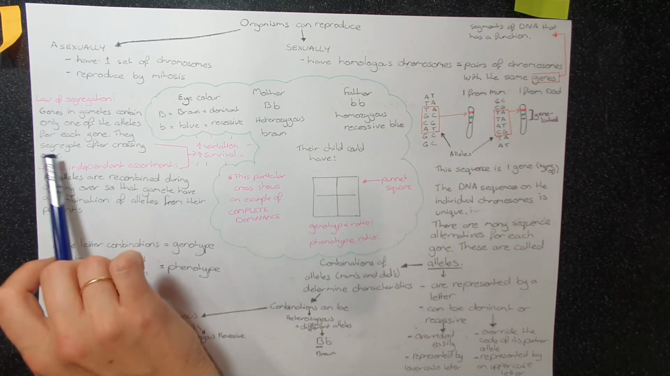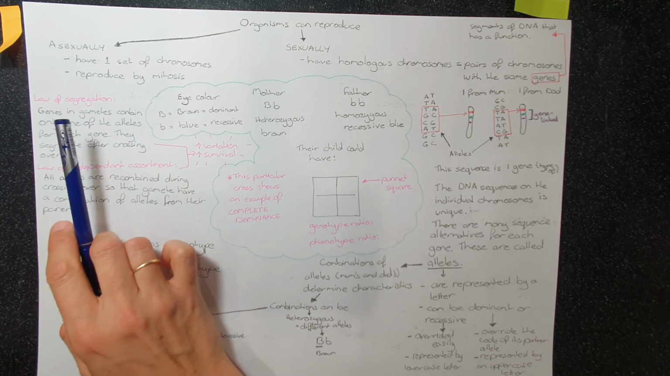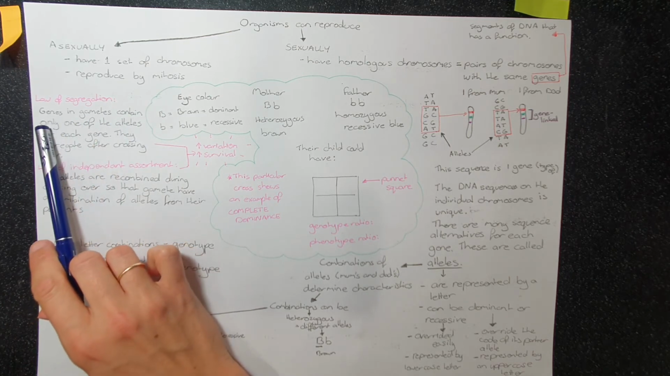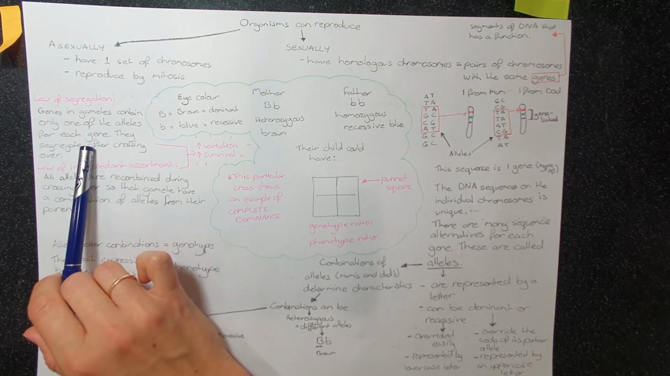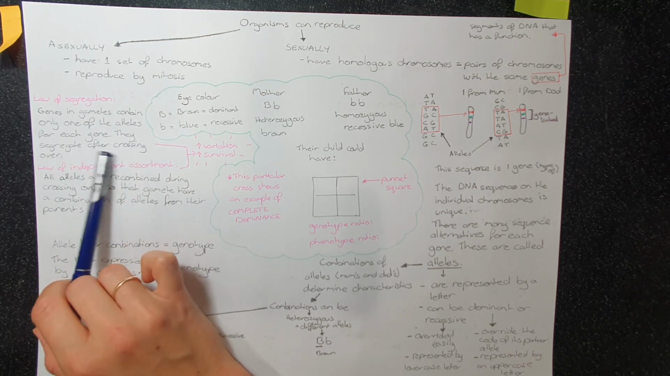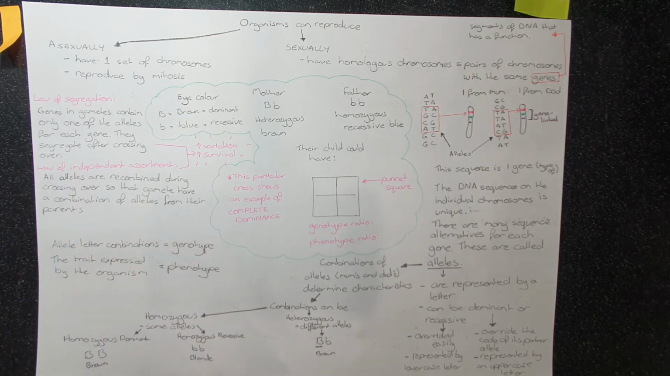So I'm going to talk to you about one of Mendel's laws, which is the law of segregation. What it is, is that the genes in gametes contain only one of the alleles for each gene, meaning that they segregate after crossing over. So we've spoken about this before.